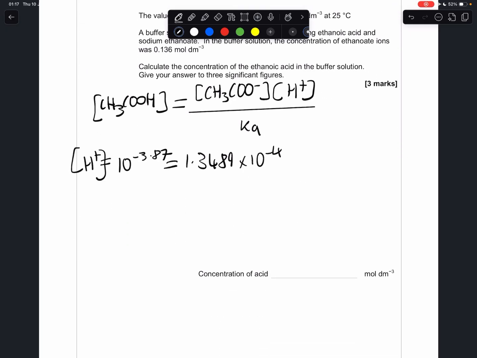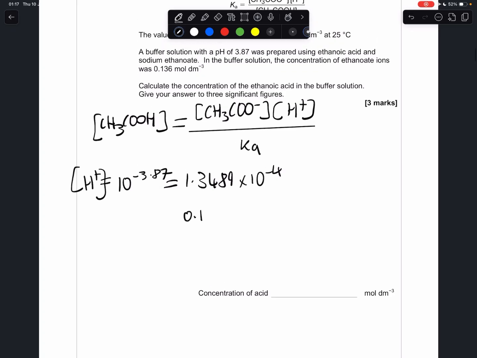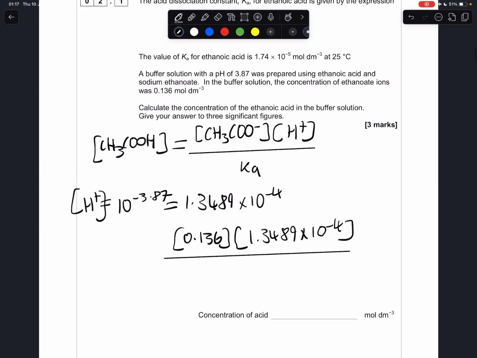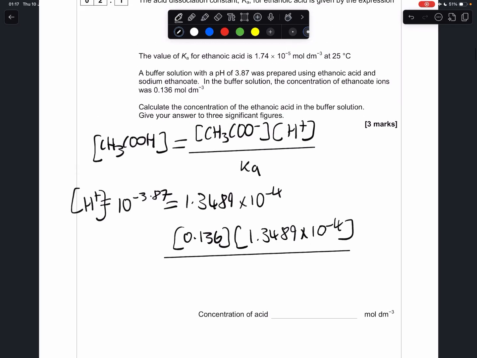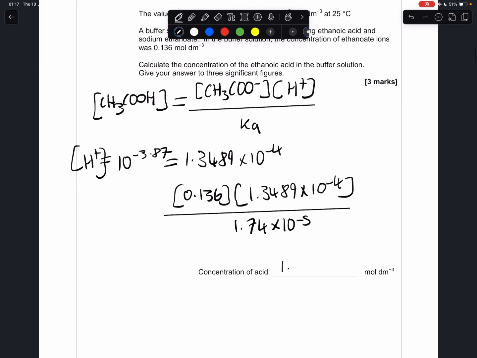So ethanoate ions is 0.136. Concentration of H+ is 1.3489 times 10 to the negative 4, and that is all over our Ka, which is 1.74 times 10 to the negative 5. So if you put that in your calculator, you'll get the answer, which is 1.05.